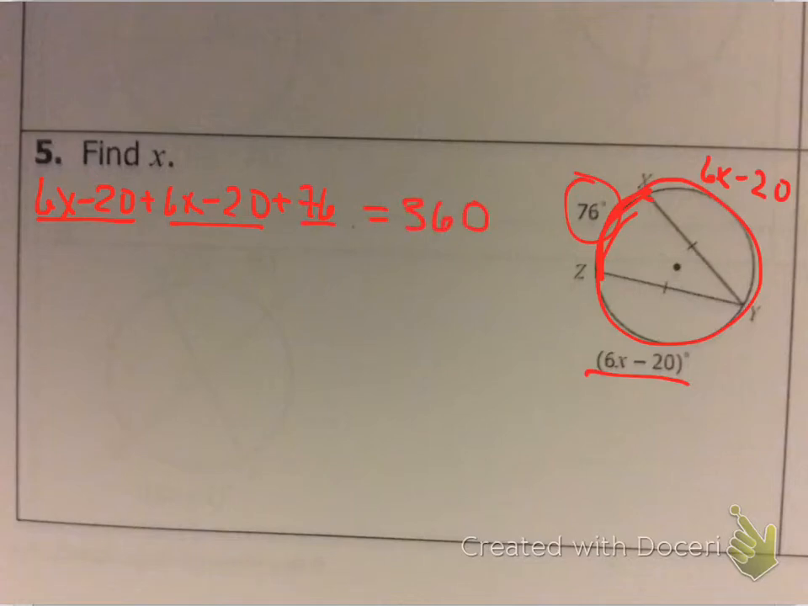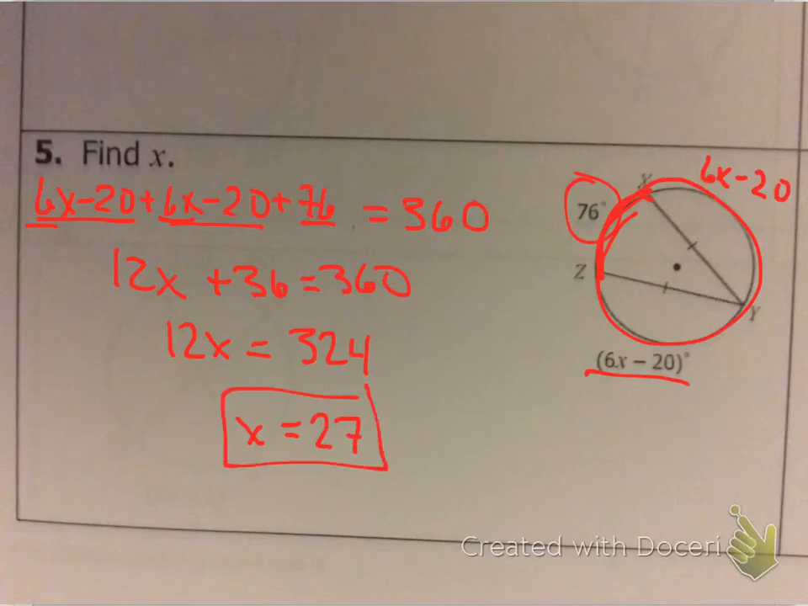360. Combine all your like terms. 6 plus 6 is 12x. Negative 20 is negative 40 plus 6 is 36 equals 360. And then I can subtract, and that would give me 324. And then divide, and you should get 27. Boom. There you go. Fairly simple.